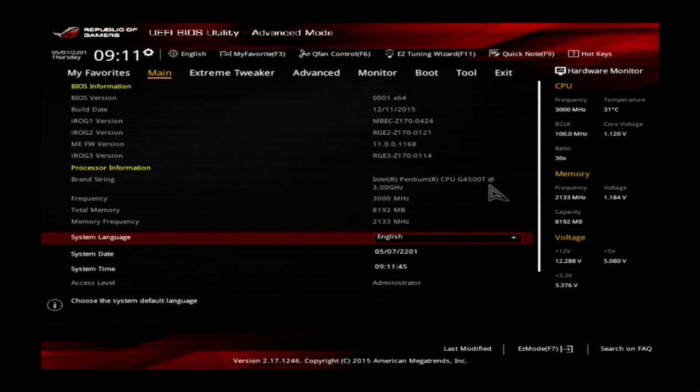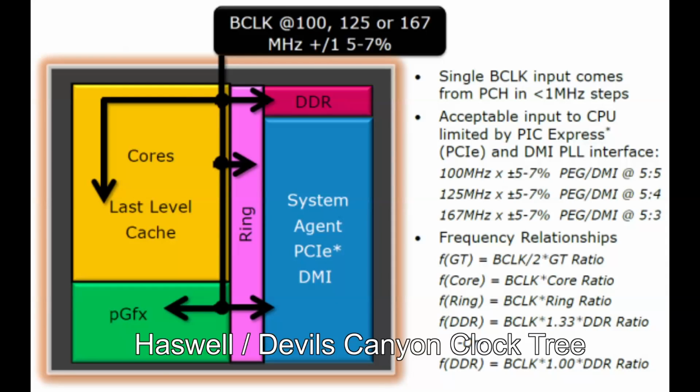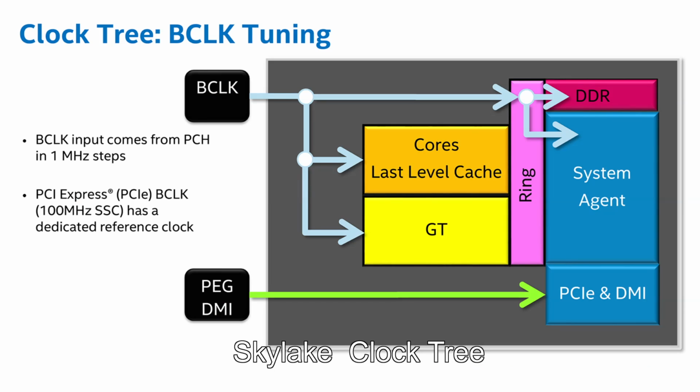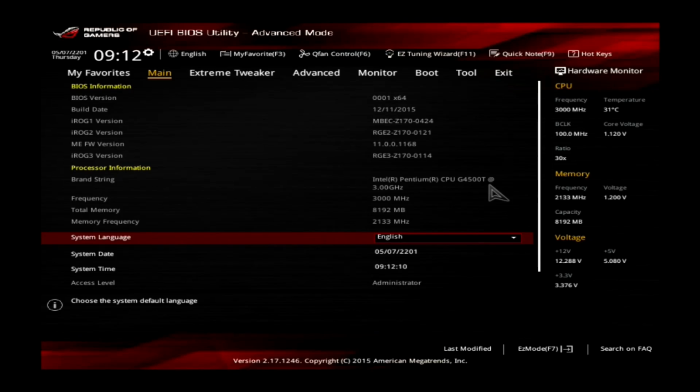The previous generation CPUs could not be clocked by the BCLK because the DMI was still tied to the base clock. So in case you changed the base clock, you also adjusted stuff like the PCI Express frequency. Skylake CPUs are unlinked, so the base clock is not tied to anything else except the CPU frequency and memory frequency. So you can change the BCLK without worrying about damaging any other components.